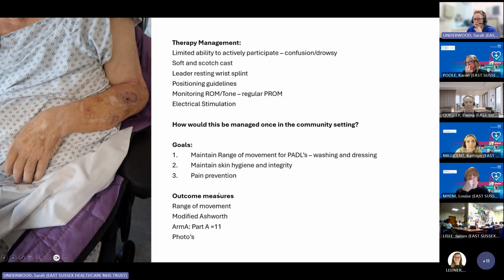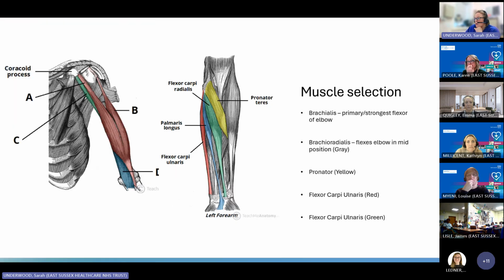In terms of muscle selection, we went with brachialis, as it's the primary and strongest flexor of the elbow. Brachioradialis, it's a flexor in the mid position. Pronator, as I said, we identified spasticity and clonus in pronators, and also in the wrist flexors, so flexor carpi ulnaris and radialis. Oops, I made a little typo there. The green one is meant to be radialis. I'll change that.